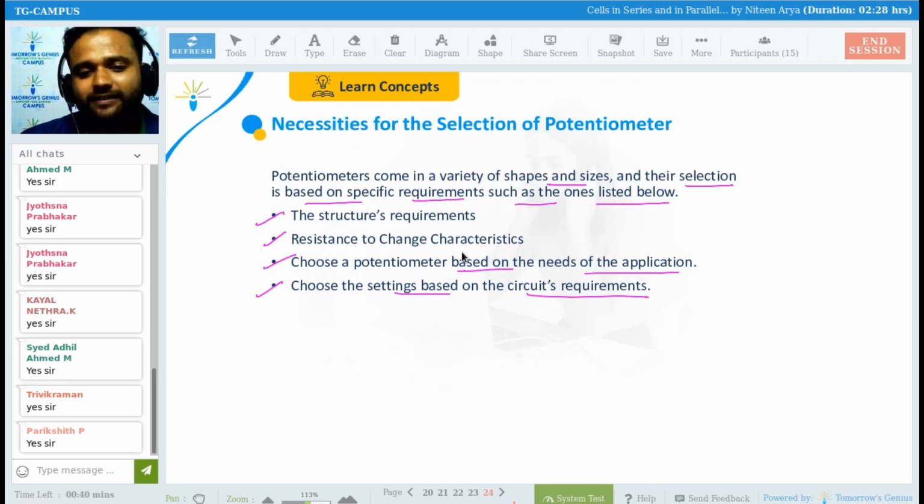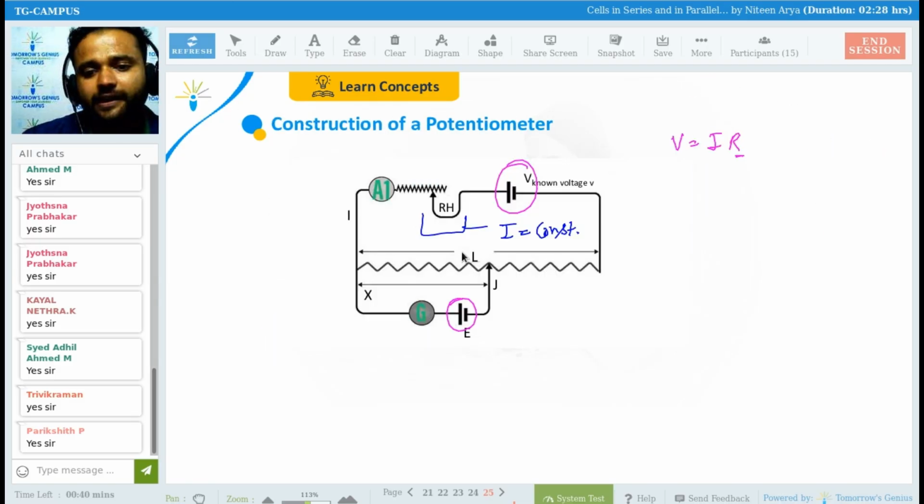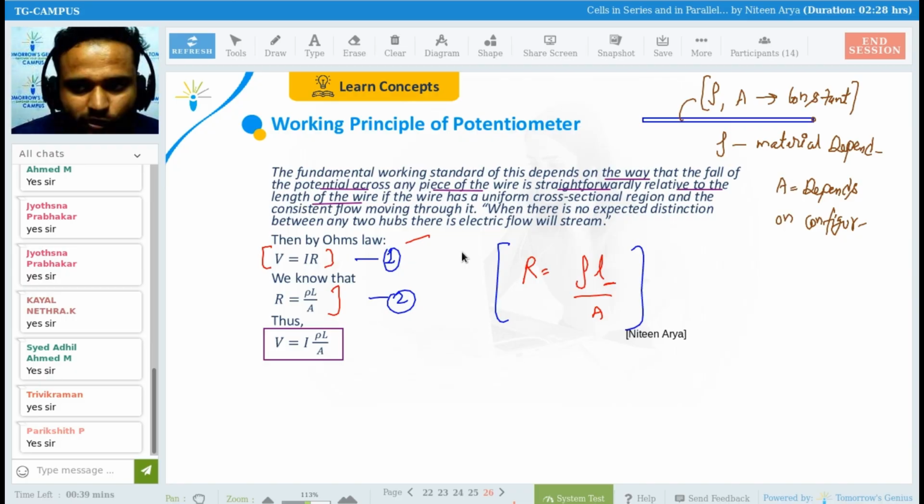Clear? Now, this is your diagram, and I need to find the EMF with this X and the unknown voltage with this L. So what can I do? I need to establish a relationship between V and L and between E and X. To do that, I am using Ohm's law, which is V equals IR, then the formula of resistance, which I know already, R equals rho L by A. Rho is the resistivity of a material, L is length, A is area.